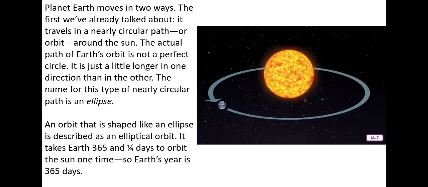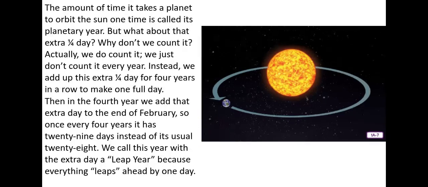It takes Earth 365 and 1/4 days to orbit the sun one time, so Earth's year is 365 days. The amount of time it takes a planet to orbit the sun one time is called its planetary year. But what about that extra 1/4 day? Why don't we count it? Actually, we do count it. We just don't count it every year.